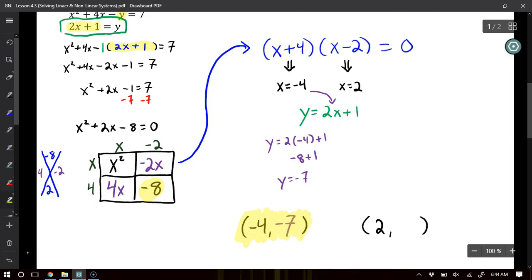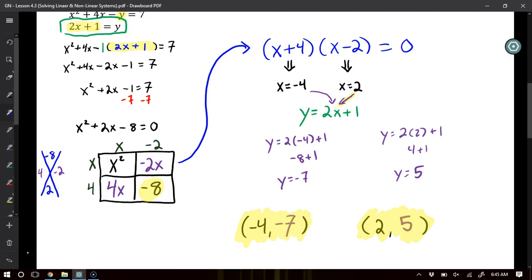Now I'm going to plug in my 2. And if I plug in that 2, y equals 2 times 2 plus 1, which is 4 plus 1, so I get y equals 5. And so the 2 input gave an output of 5, so that creates the other coordinate. So there's our 2 solutions. Once we get to this right side, this blue part right here, we know that it's the same idea as before. You plug in your x, you get your y, write it as a coordinate. It's just we see we have 2 x's, so we're going to have to plug them both in and get the output for each one.